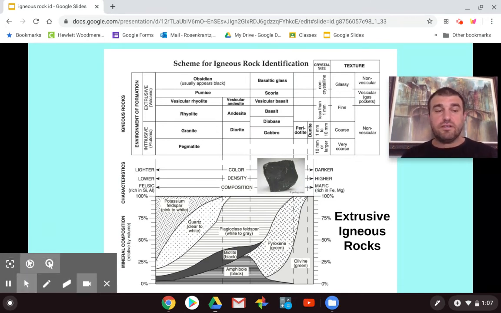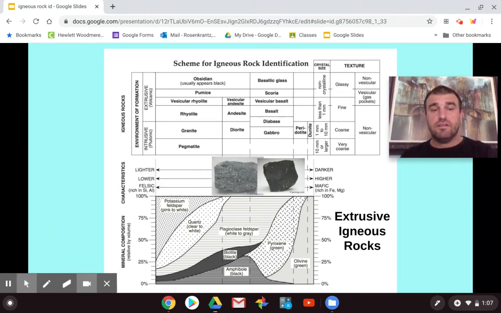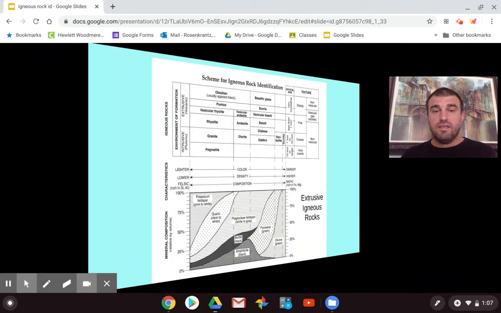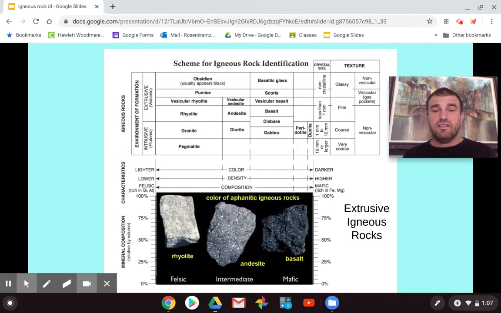Okay, so this is going to show you all of them together. So you really see this is light, in the middle, dark. Felsic, intermediate, mafic. And this is really the same exact thing again, just showing you all three. Little different varieties of those three rocks.